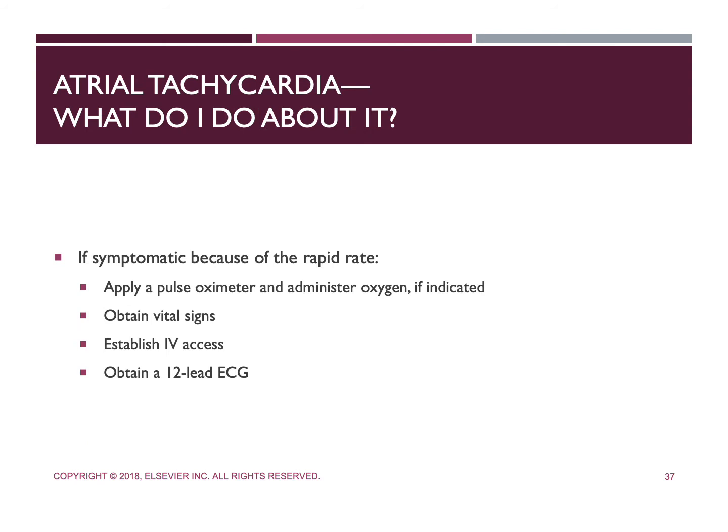So when somebody has AT, what do we do about it? If the AT is sustained and the patient is symptomatic because of that rapid rate, treatment is going to include applying a pulse ox. All right, so we're looking at their oxygen levels and their pulse, and administering oxygen if needed, obtaining the patient's vital signs, making sure we have IV access, and making sure we get a 12-lead ECG as well.